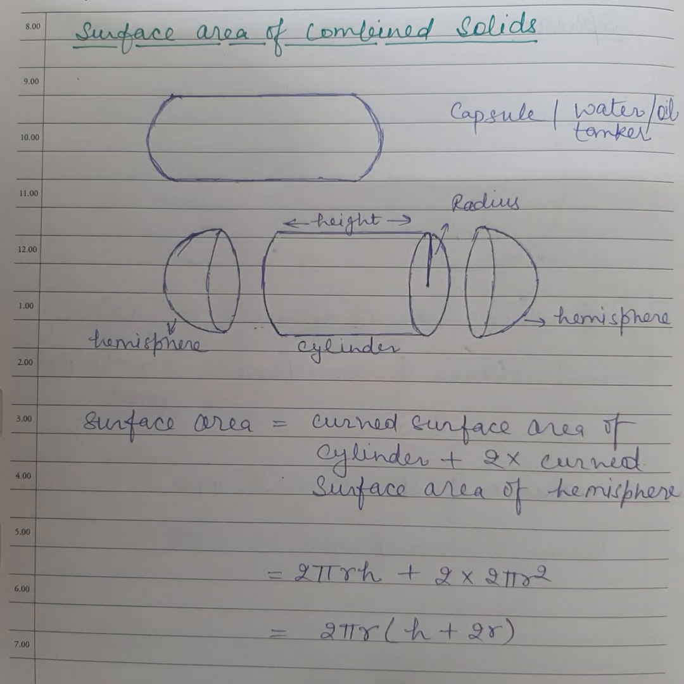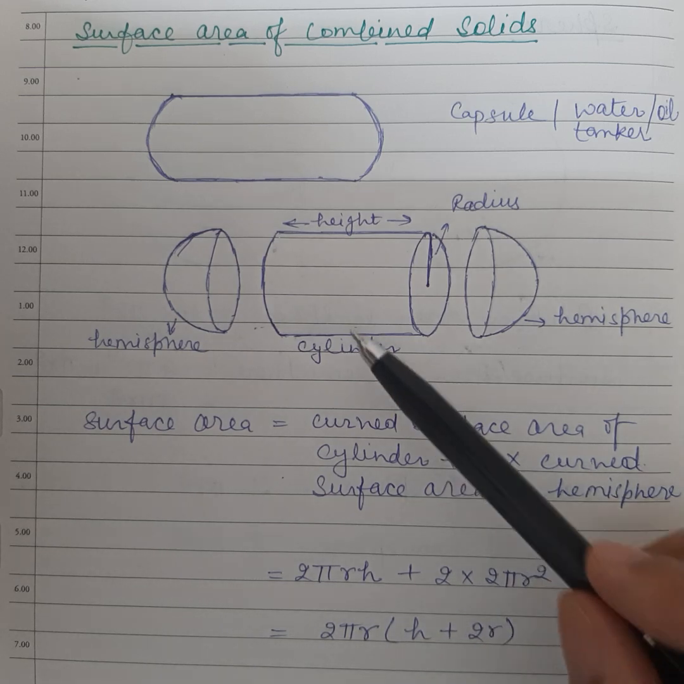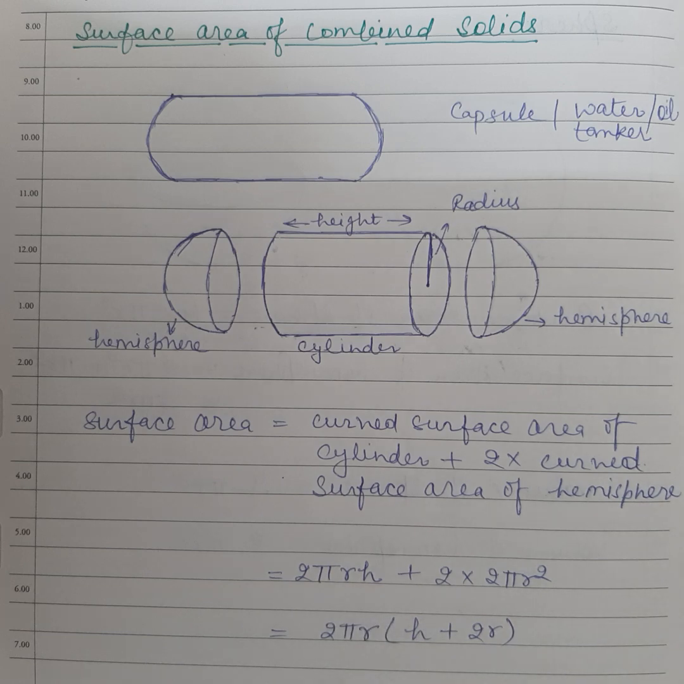Then we can simplify it, because 2 pi r is common in both the terms of this expression. So we can take this as common, and then the remaining factor will be h plus 2r. So we can directly calculate the surface area by this formula, or we can use them separately.